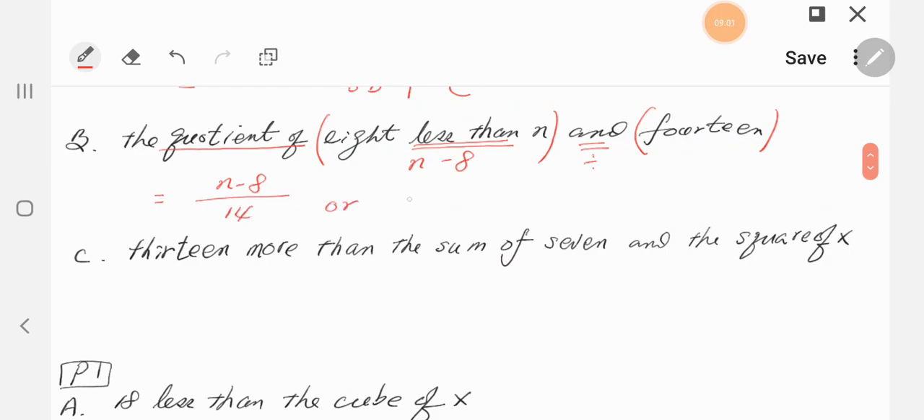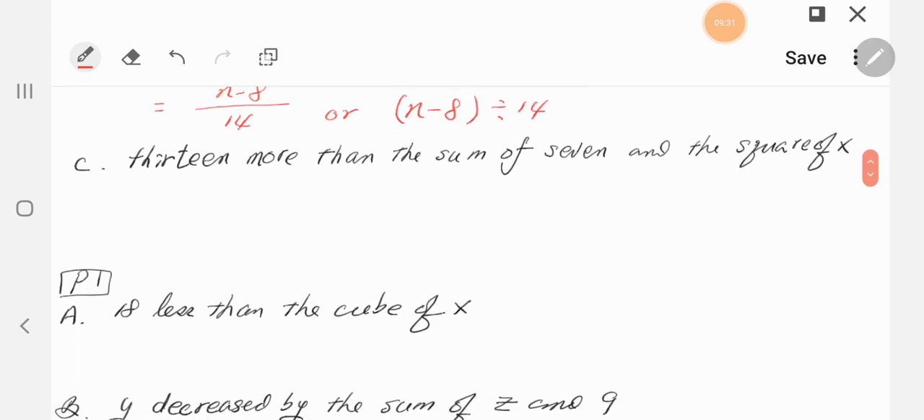Or you can write it as this, n minus 8. N minus 8, this is one whole expression. This whole expression is divided by what? 14. So you have to put parentheses, parentheses divided by 14. All right, if you use the fraction bar, then actually you don't need to put parentheses around the numerator, because the numerator is the whole thing. N minus 8 is the whole numerator. So in that case, you don't have to put parentheses.